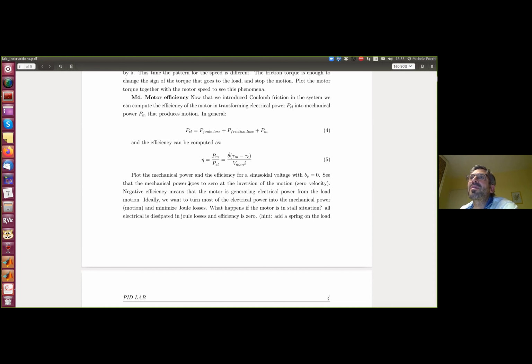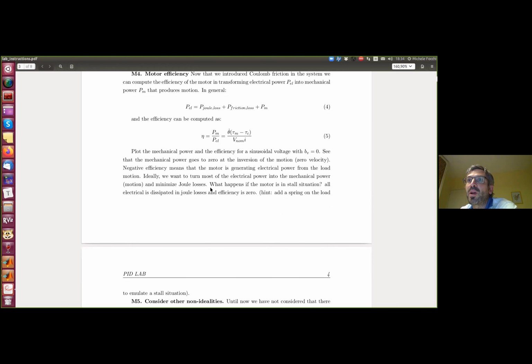And there is a trick, because the efficiency might spike to infinity whenever the electrical power crosses 0, because the electrical power, if you give a sinusoidal voltage, will be a sinusoid as well. So you need to take care of this. We will see how to do that.